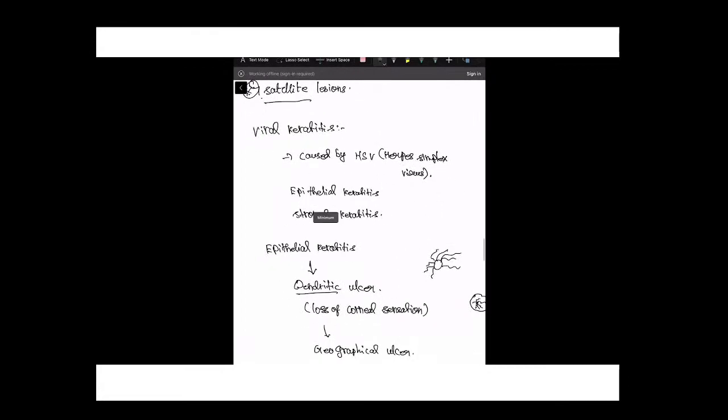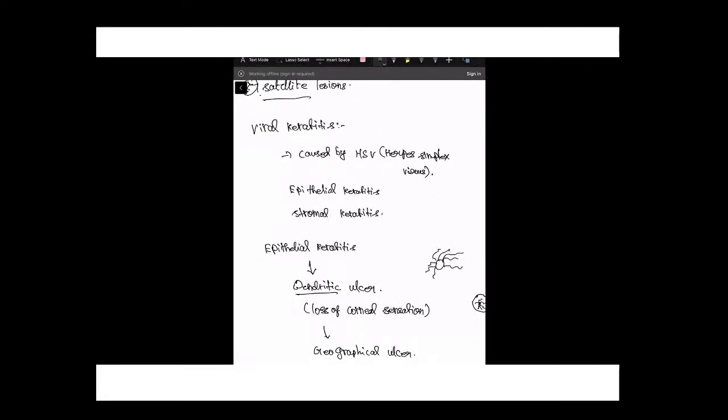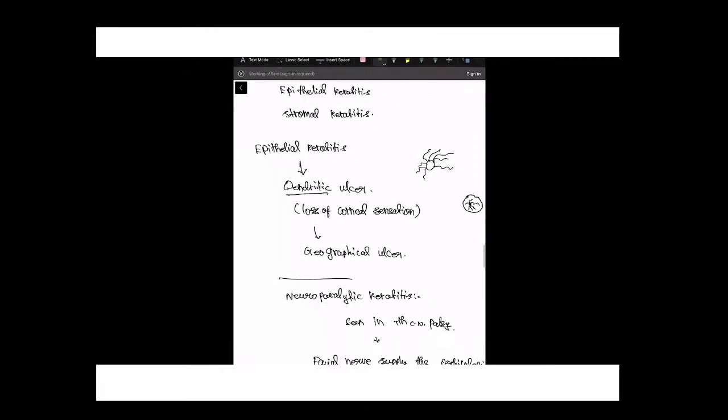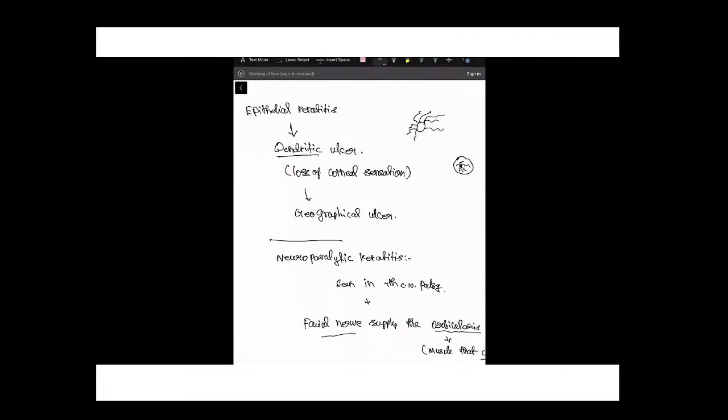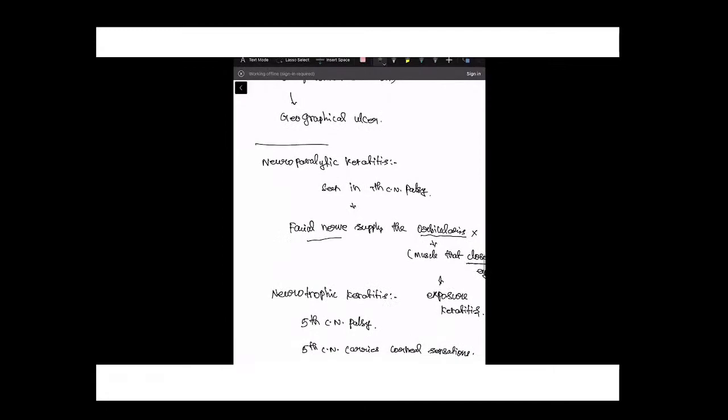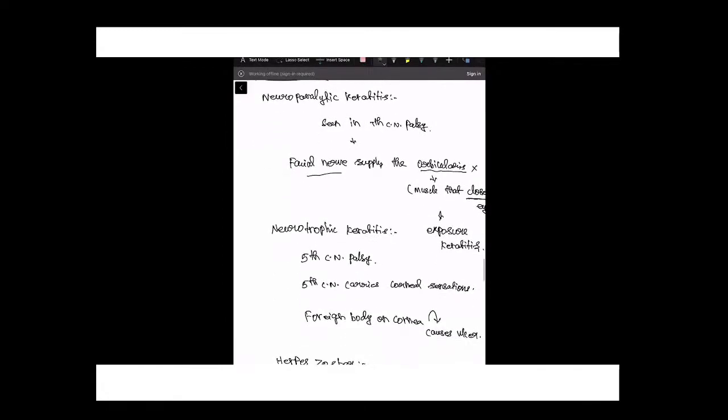Then we go to viral, caused by HSV, herpes simplex virus. In epithelial keratitis, we have a dendritic ulcer, and they fuse together to form a geographical ulcer. Neuroparalytic keratitis is seen due to 7th cranial nerve palsy, and neurotrophic keratitis is due to 5th cranial nerve palsy.